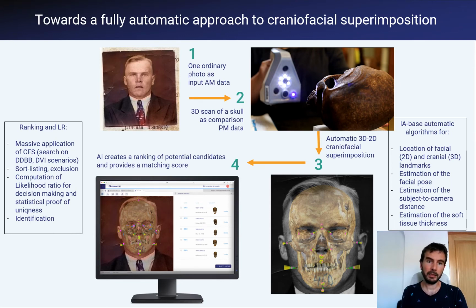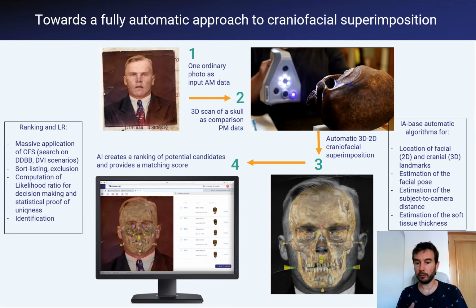The third stage implies the automatic superimposition of the 3D skull over each facial photograph, following a camera calibration approach guided by the previously located landmarks. Finally, for each craniofacial superimposition case, that is to say one skull and one antemortem case with one or more photographs, the algorithm provides a score that can be employed for ranking candidates.